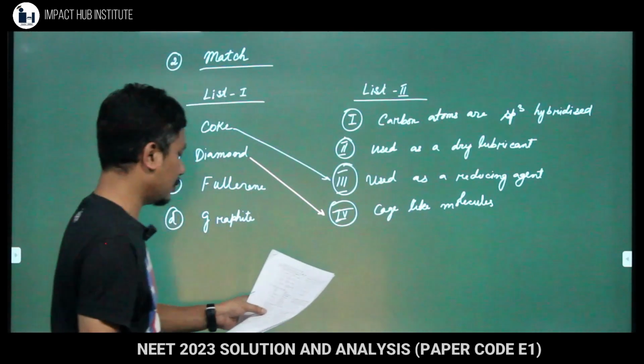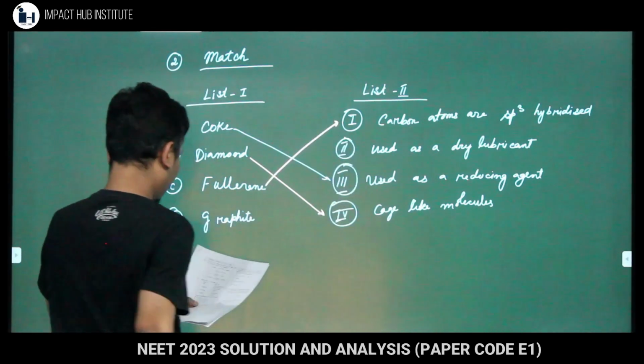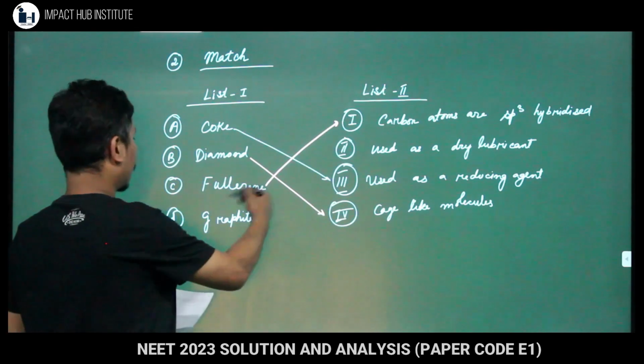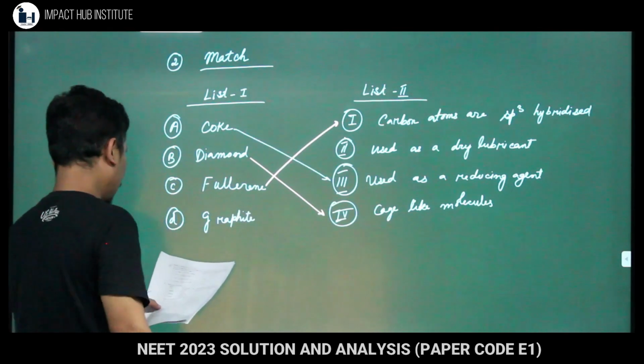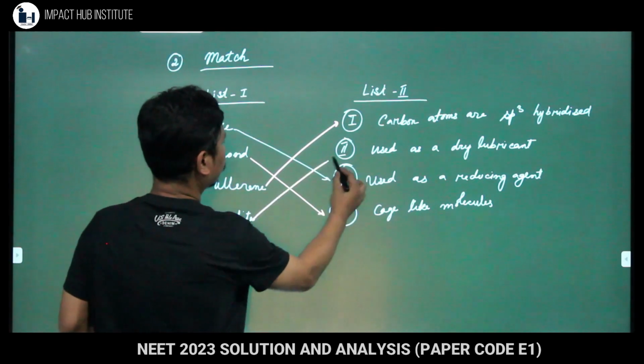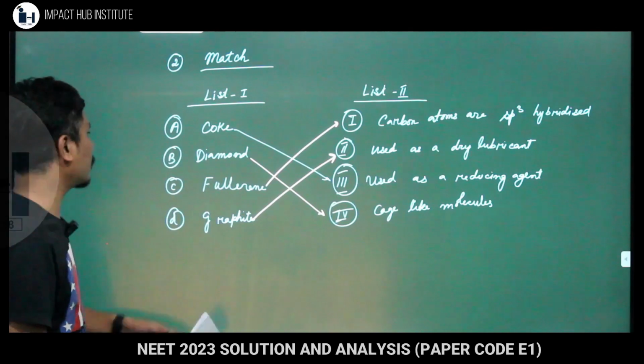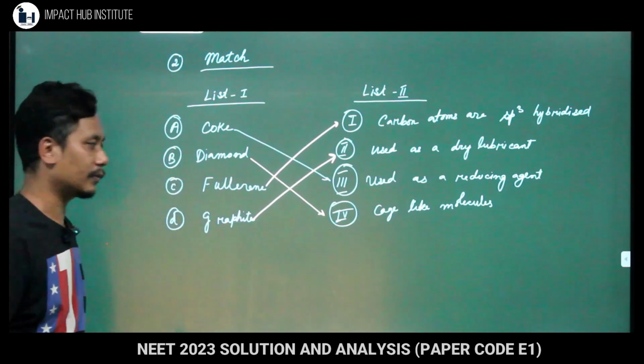Then immediately you can find out that C is having 1 here, and D is having 2. So this is how you should match it up. Match the following.